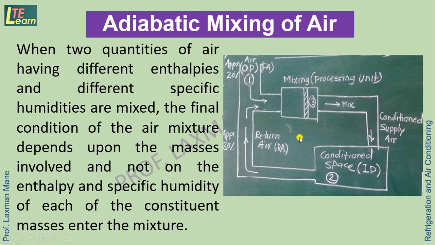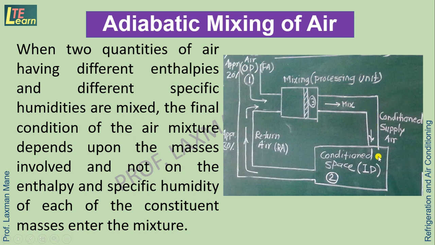So here in this diagram, it is shown that this is an outdoor air, or we call it fresh air. This air is mixed with recirculated air, which is also called room air or return air. So fresh air is indicated by point number 1, return air is indicated by point number 2. These both airs are mixed here in a processing unit, that is the mixing chamber. After that, this is point number 3, that is the condition of the mixture.